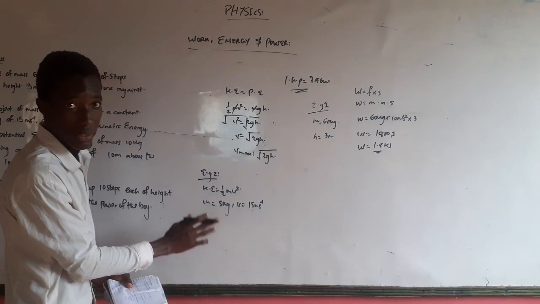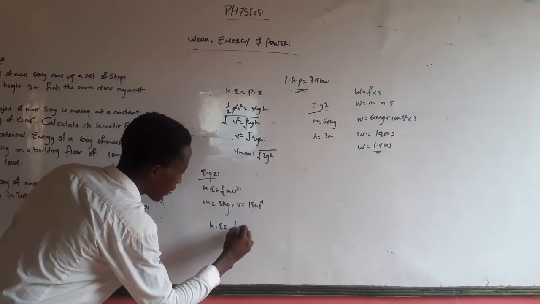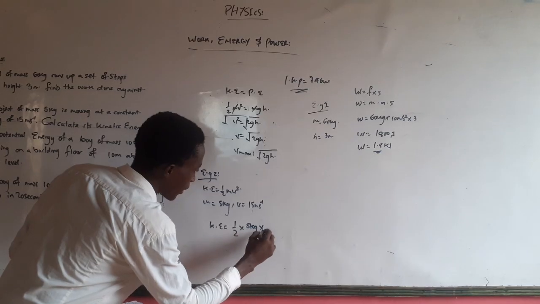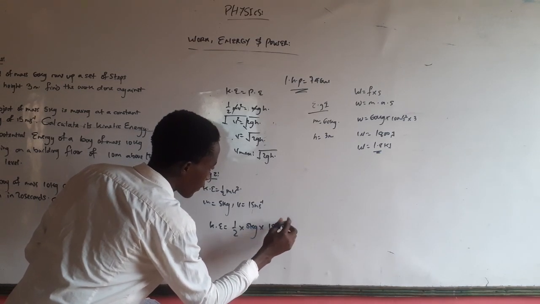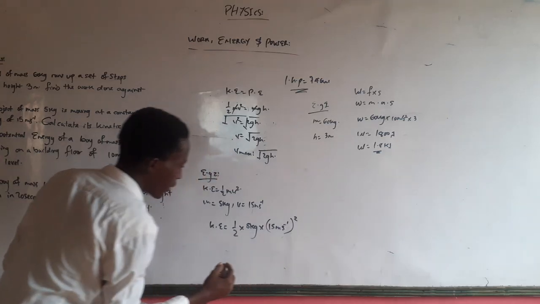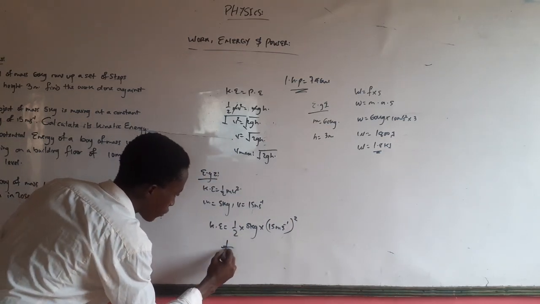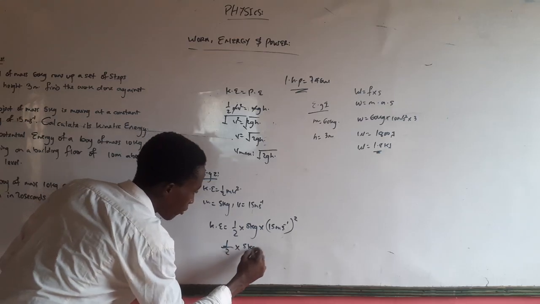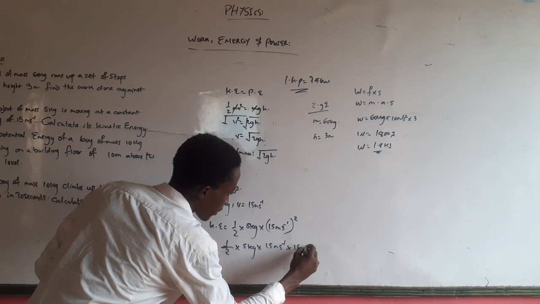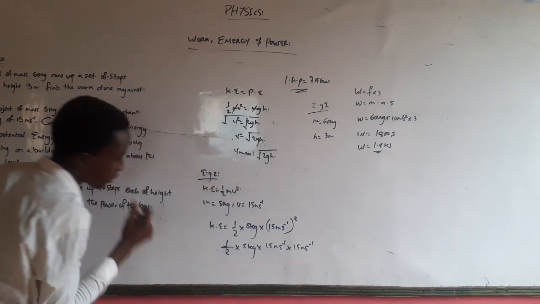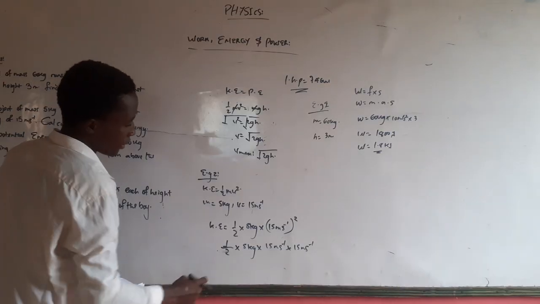Now listen to the way I solve this. KE equals 1 over 2 multiplied by 5 kg multiplied by 15 meters per second, squared. So what this means is 1 over 2 multiplied by 5 kg multiplied by 15 m/s and 15 m/s. Do you understand? When you multiply this together, 15 multiplied by 15 gives 225. Do you understand? So 225 multiplied by 5.